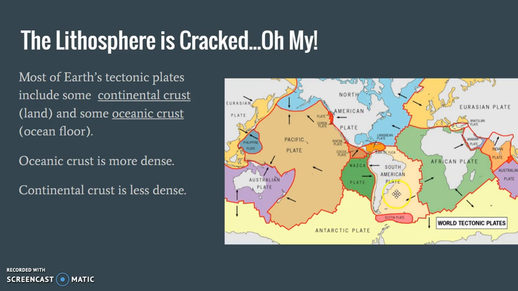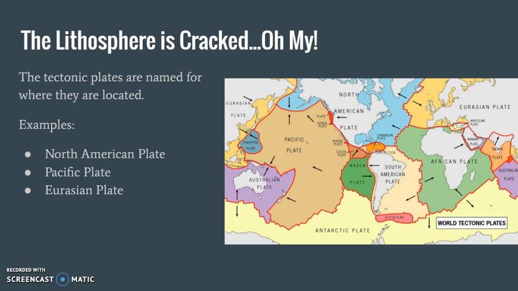Same thing with the South American plate here. Here's South America, the land, but then here's the ocean. Then some plates, like the Pacific plate, are mostly ocean. Oceanic crust is more dense because it forms under the weight of all the water in the ocean. And continental crust is less dense because it doesn't have the weight of water pushing down on it when it forms.